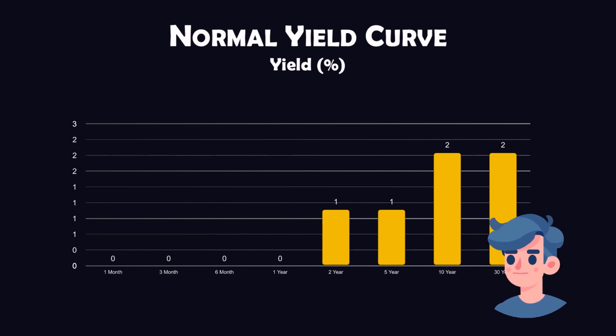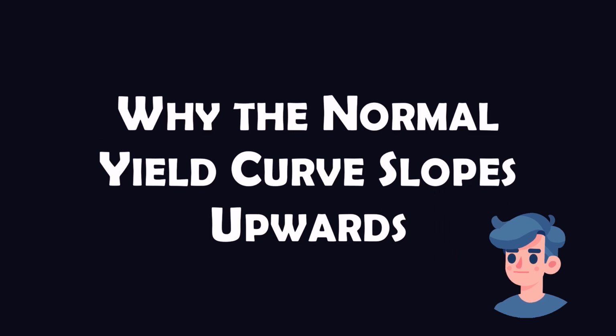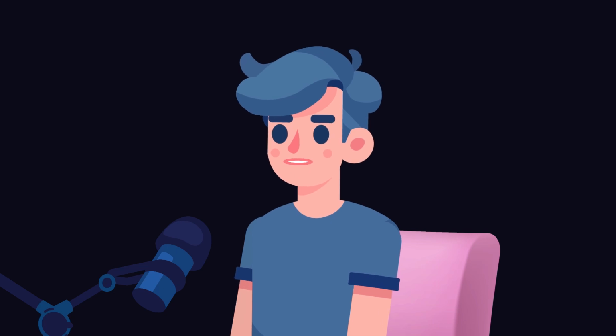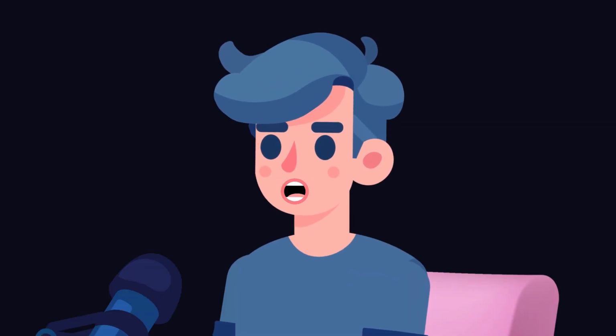Picture this. As maturity increases, the yields increase. This is because investors demand higher yields for longer maturities due to the increased risk. Here's a simple graphical representation of a normal yield curve. Why does the yield curve typically slope upwards? This is due to three main theories: the expectation theory, the liquidity preference theory, and the market segmentation theory.